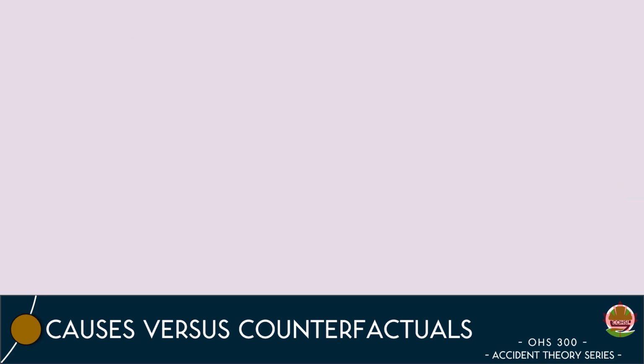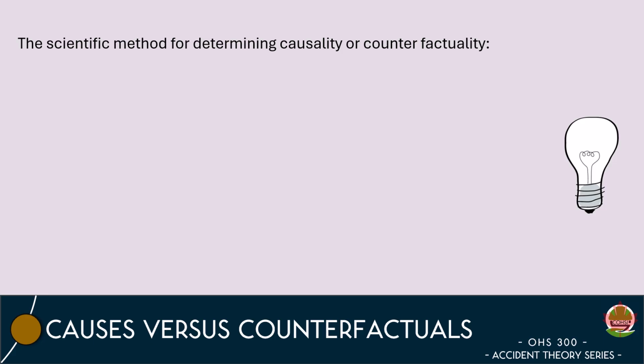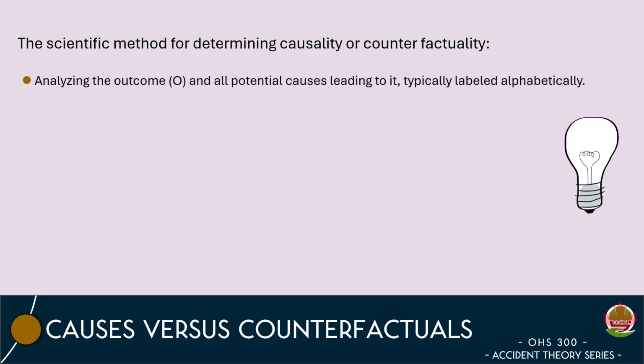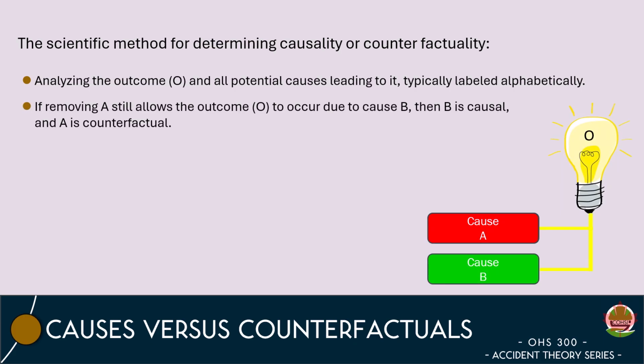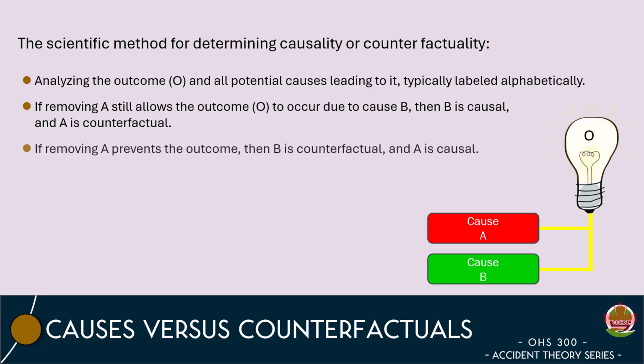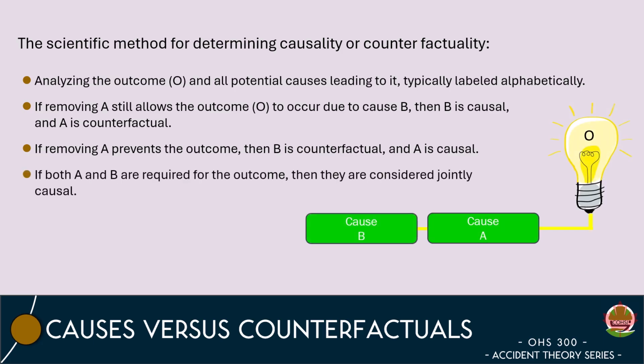The scientific method for determining whether an event is causal or counterfactual involves analyzing the outcome, labeled O, and all potential causes leading to it. These causes are typically labeled alphabetically. If the outcome has two causes, A and B, and one is removed, does the outcome change? If A is removed but O still occurs due to B, then B is causal and A is counterfactual. If removing A prevents the outcome, then B is counterfactual. In cases where both A and B are required for the outcome, they are jointly causal.